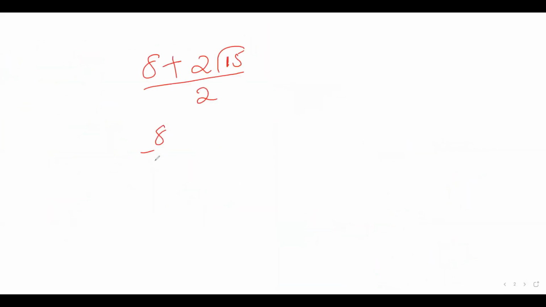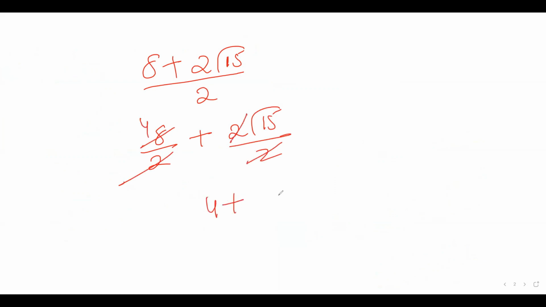Separate the denominator. Separating denominator: 2 fours are 8, 2 will get cancelled. 4 plus root 15 is the simplified form. After rationalization we got 4 plus root 15.